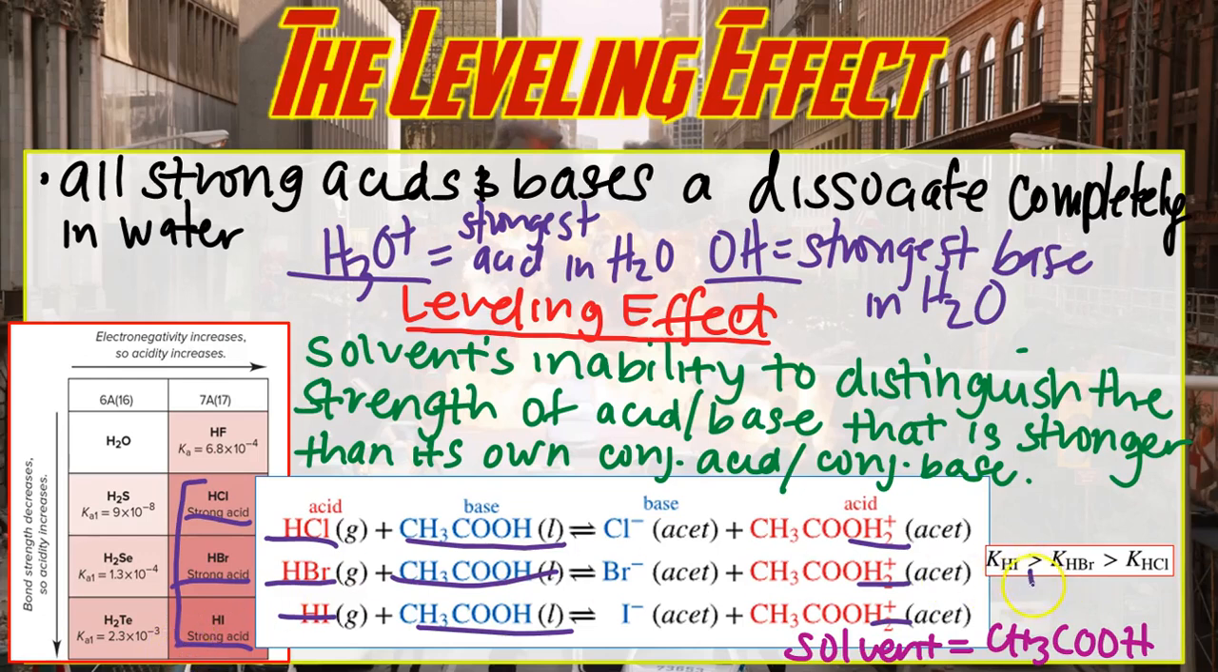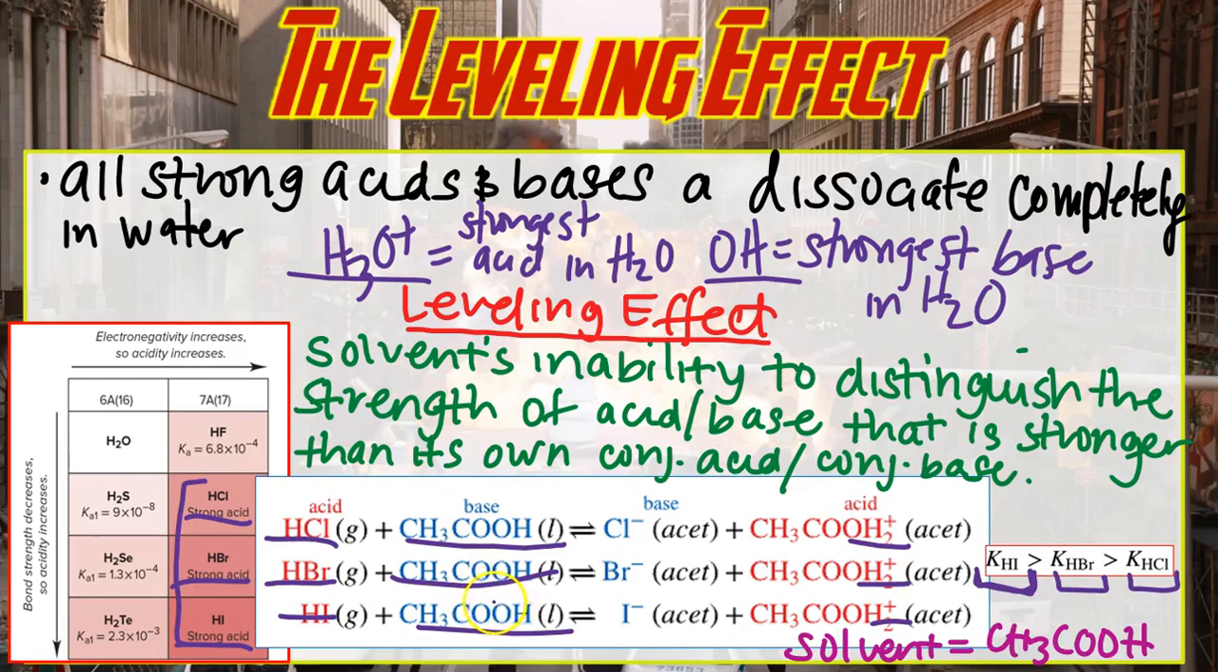So we saw a pattern was that Ka of the acid HI is going to be larger than the Ka of HBr, which is going to be larger than the Ka of HCl. So when it comes to acid strength, HI is a stronger acid than HBr, which is a stronger acid than HCl. And it's measurements from mixing it with a different solvent that helps us be able to get this pattern.